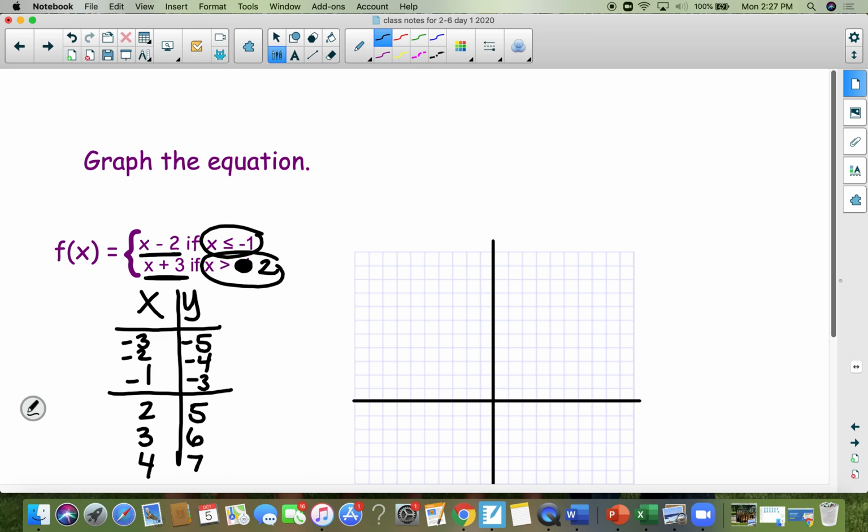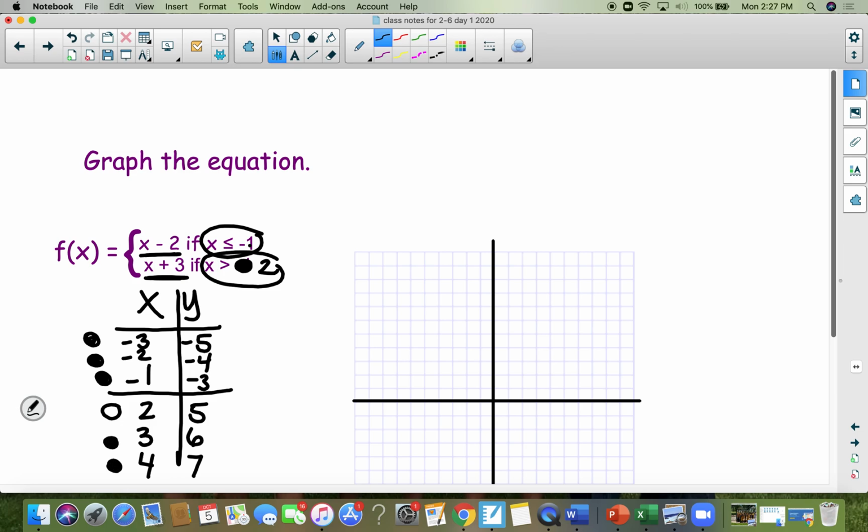4 plus 3 is 7. Okay, specifically at the negative 1 marker, it needs to be a closed circle because there's a line underneath it, and at 2 it needs to be an open circle. So those are specific open and closed circles. The rest of them have to be closed. It's just the way piecewise functions work.